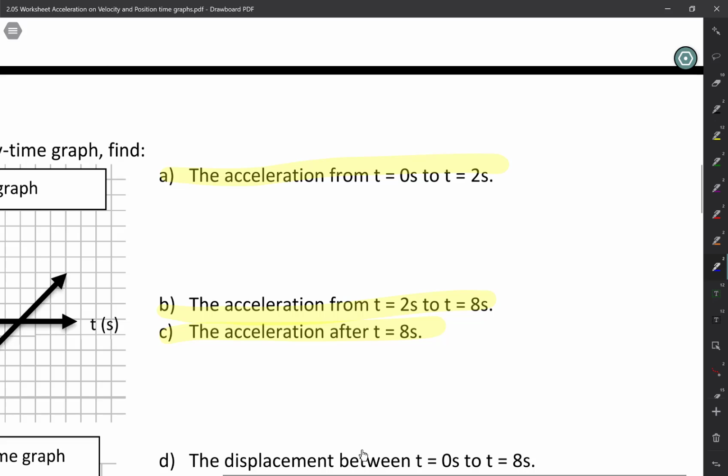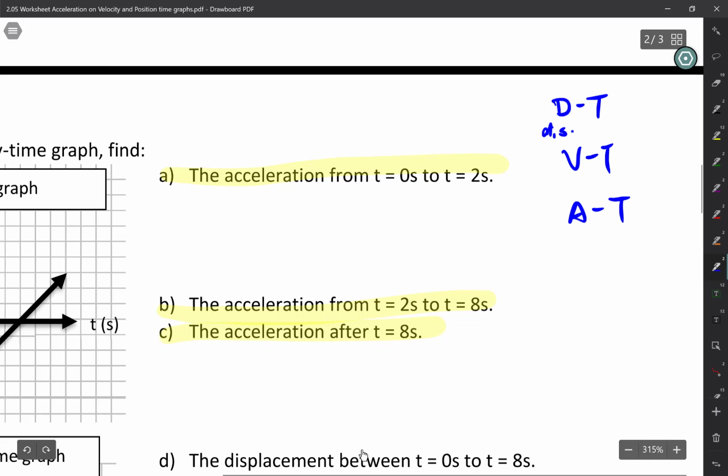A position time graph, which I'm going to write as dt for displacement, is just easier to visualize. D as in displacement. VT graphs, AT graphs. So we have these three graphs, and you're expected to be able to interpret any of these three and be able to convert from one to another with enough information. So how do you do that?